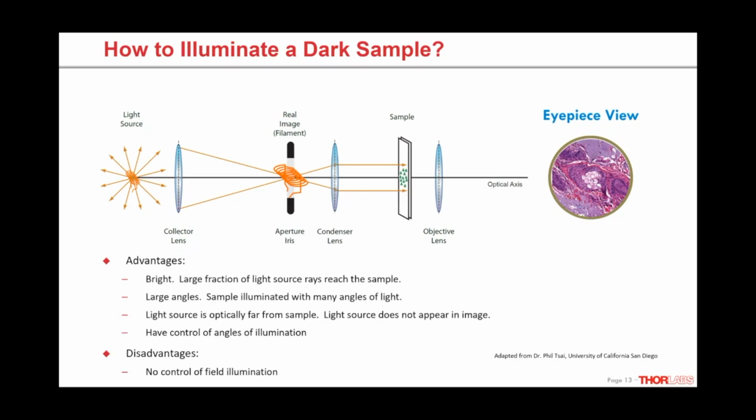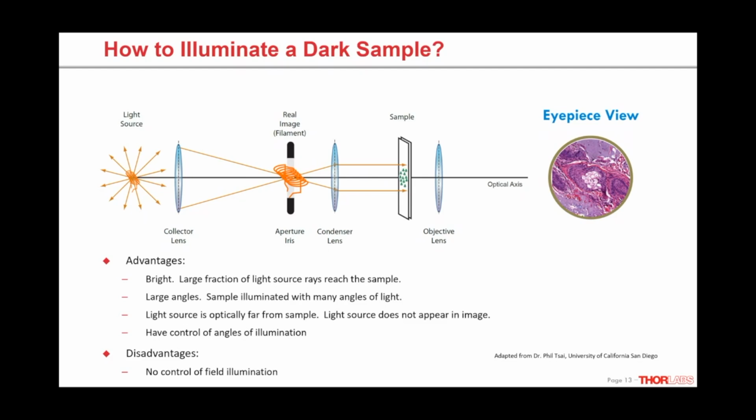This can be improved by introducing another lens into the transmitted light pathway, the condenser lens. Now we are transmitting a large fraction of the light source to the sample, so the sample appears bright and the pathway is efficient. In addition, we still have large angles of illumination that we can control that go to the sample. Finally, the light source is relayed far away from the imaging plane of the objective, and therefore we don't see the light source in the sample.